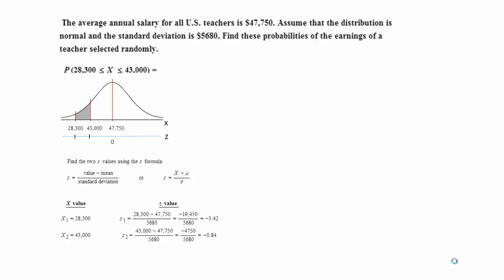So we want to convert that over to a z-value using our conversion formula. And we do that and we end up with a negative 3.42. And then we do the same thing with the value on the right, $43,000. We're going to convert that to a z-value, and when we make that conversion, we end up with a z-value of negative 0.84. Now, once we get those z-values, we'll go ahead and plot them on our graph. We've plotted them here on our graph.